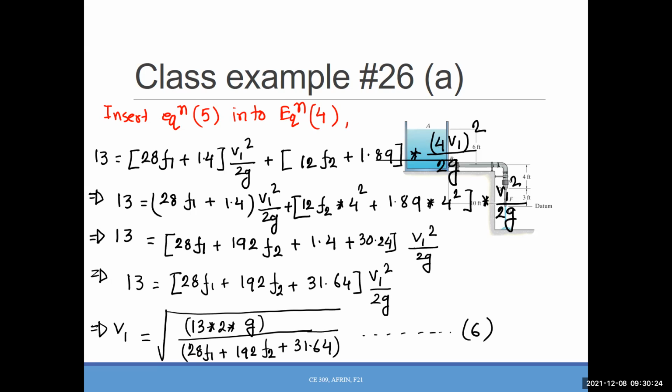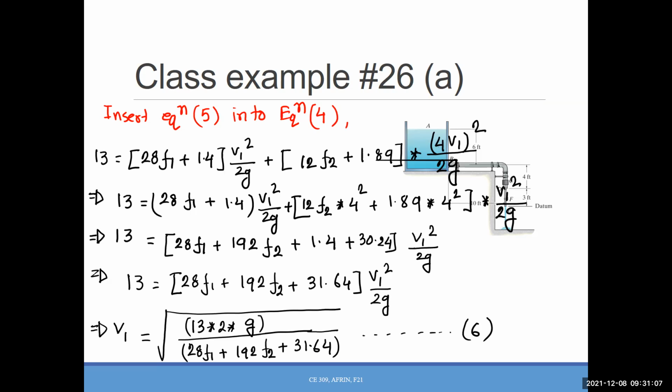Now, for part A, you know the friction factor F1 and F2, right? So you can use that value in this equation and find the V1. And for part B, what we need to do? We don't know the F1 and F2. If the friction factor is unknown, the velocity is unknown, what? You need to guess and check. You need to guess one F value and find the value. But here we have two friction factors, so we need to work on two tables simultaneously. But let's complete part A first, okay?